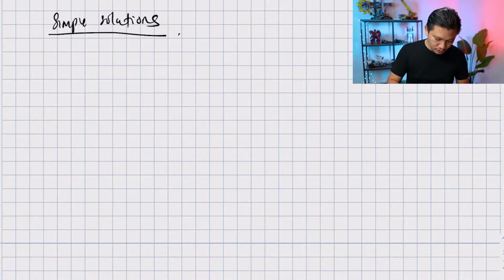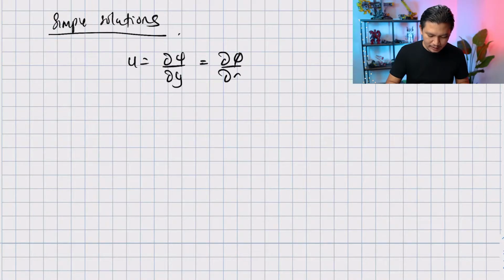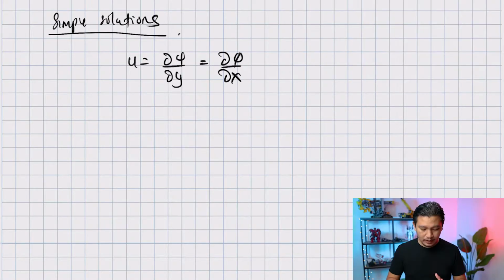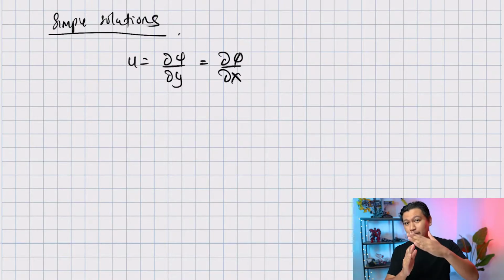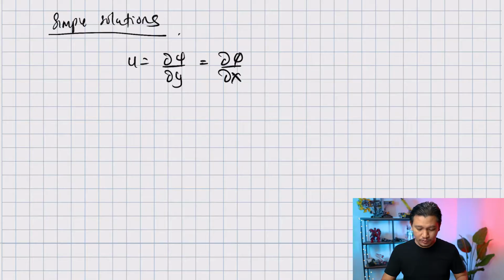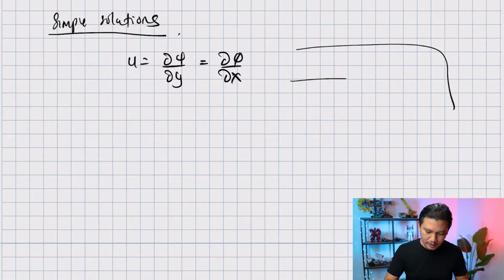But before that, let's take a look at the definition of Cauchy-Riemann equation again. So u is equal to del psi over del y and also equal to del phi over del x, isn't it? And if you look carefully, the relationship between potential function and stream function is actually perpendicular to each other. So if I have a flow that looks something like this, this is a pipe, okay, and a flow coming from the left.